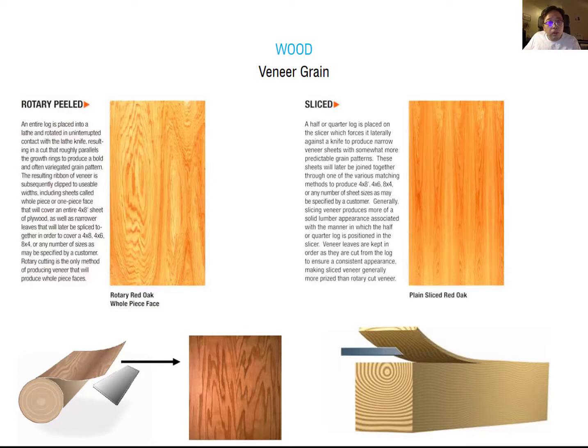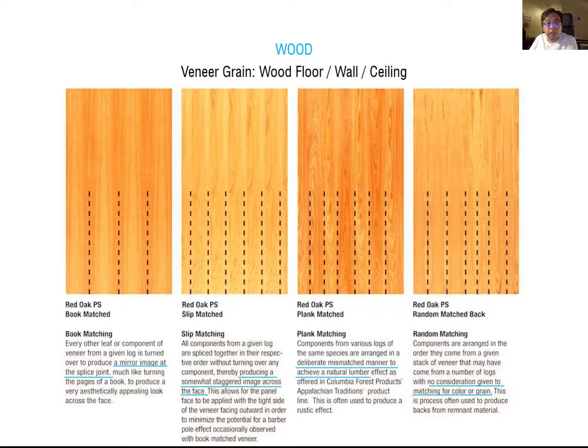So comparing the rotary cutting and the sliced veneer fabrication, the rotary cutting has the more continuous pattern because it is making a more continuous outer ring from the log. However, sliced is made from the log block, cutting layer by layer. So that's why it can have a more repetitive pattern. So we can create lots of different texture patterns depending on the different grain combination method.